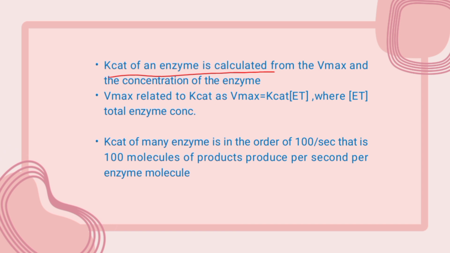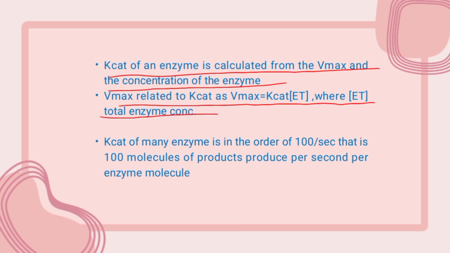Kcat of an enzyme is calculated from the Vmax and the concentration of the enzyme. Vmax is related to Kcat as Vmax equals Kcat times [Et], where Et is the total enzyme concentration. Therefore, Kcat is equal to Vmax divided by the concentration of total enzyme.